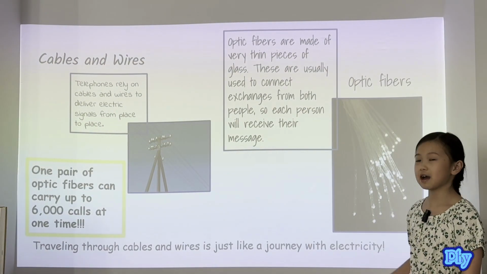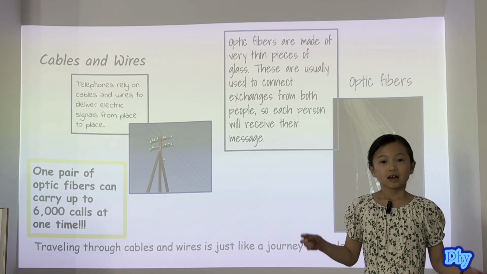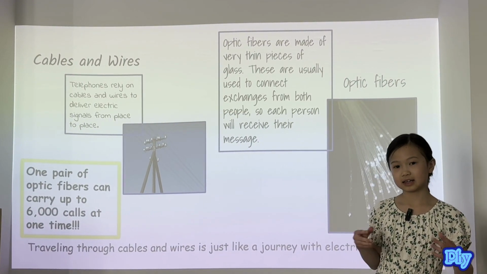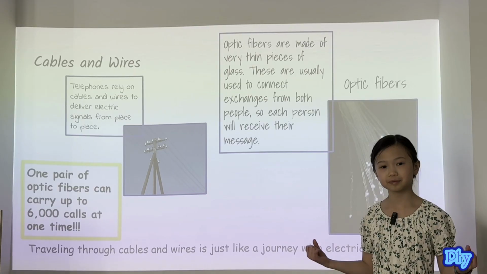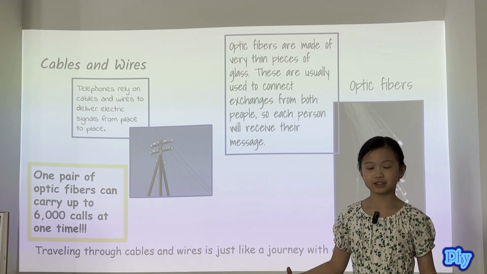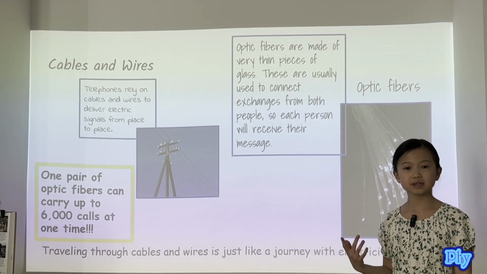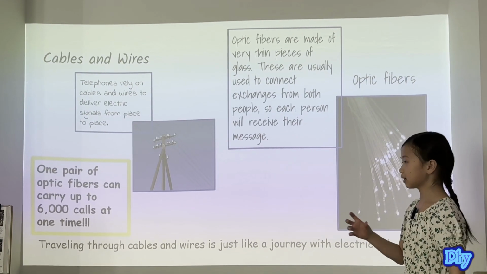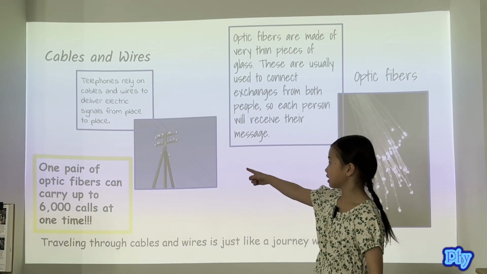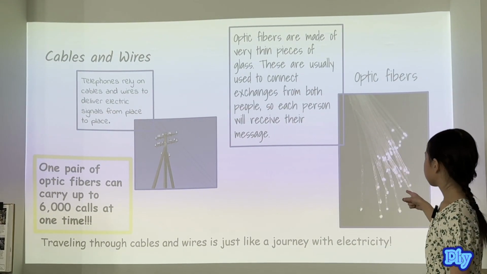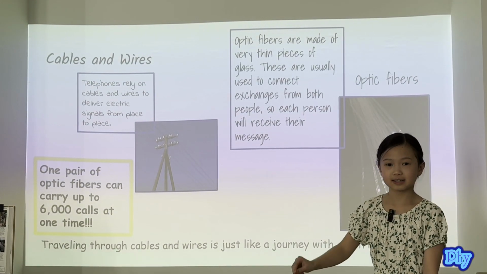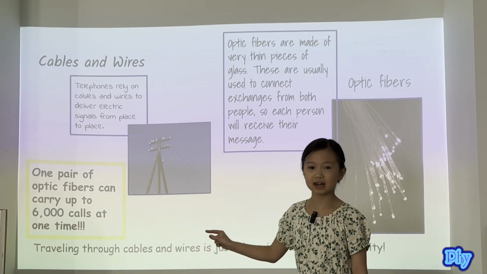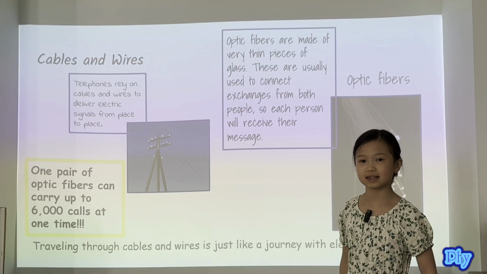Now let's talk about cables and wires. Back then, people also had to rely on cables and wires to send messages back and forth. Cables and wires weren't that bad because you had to use one of these, and there would be optic fibers in there to transmit the signal. And telephones relied on these, and this was the process.